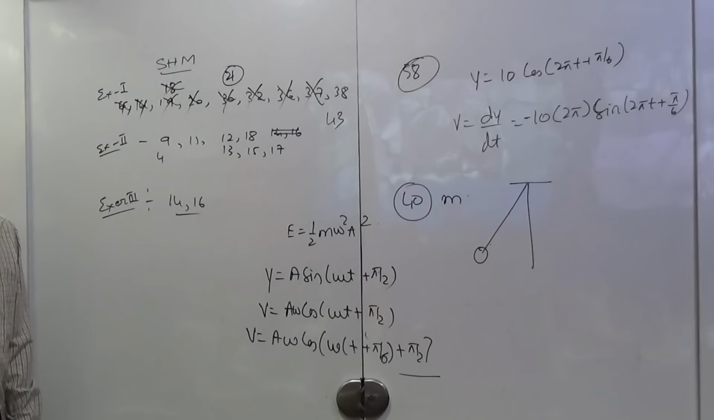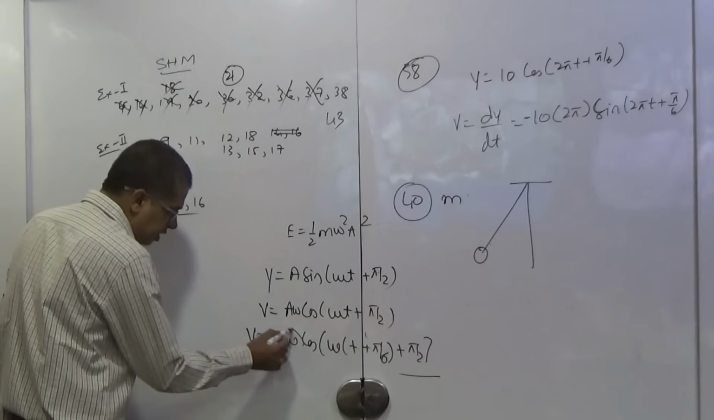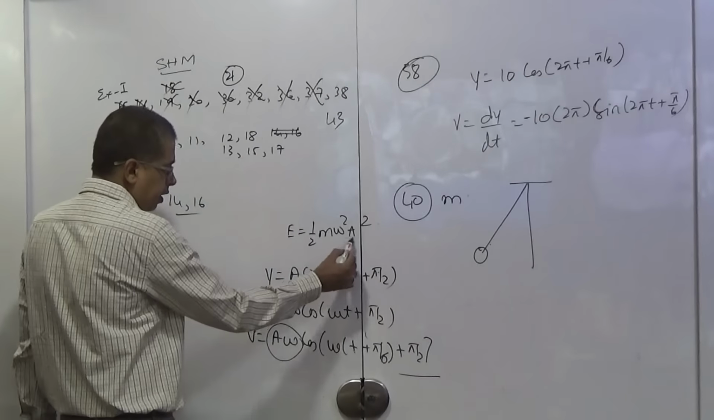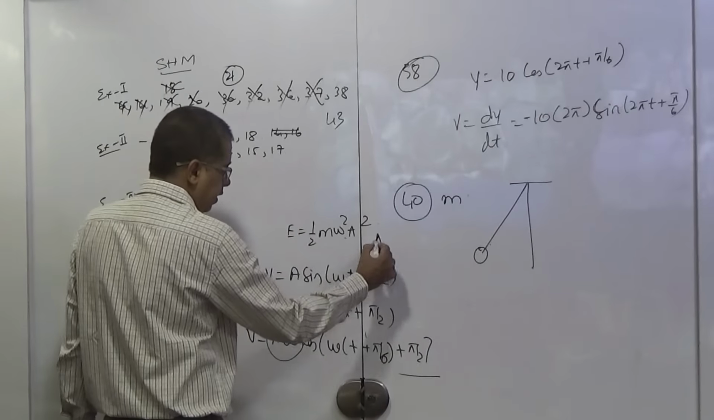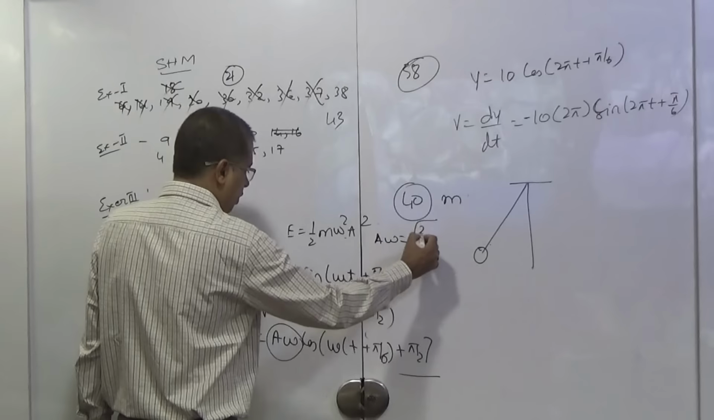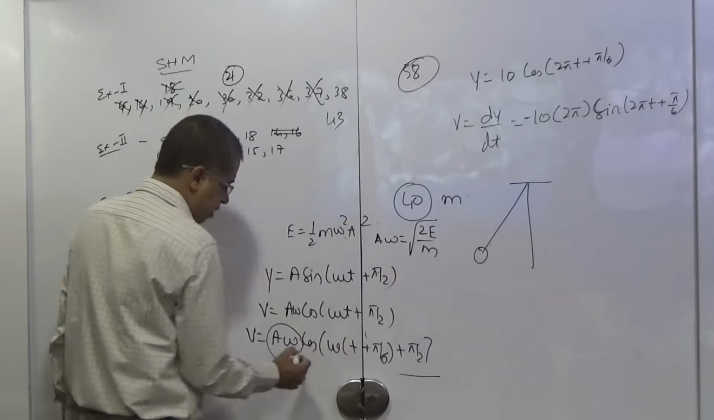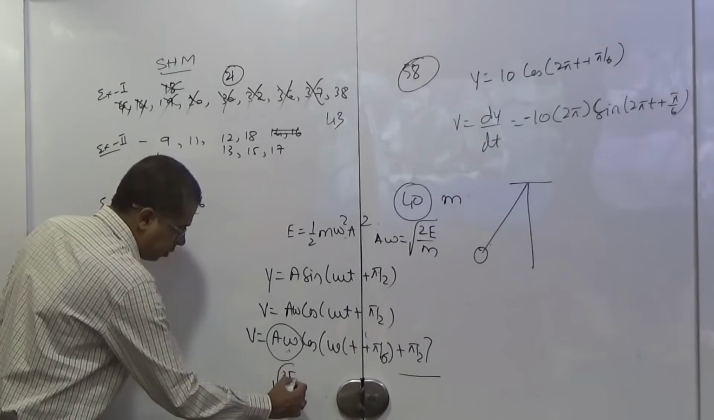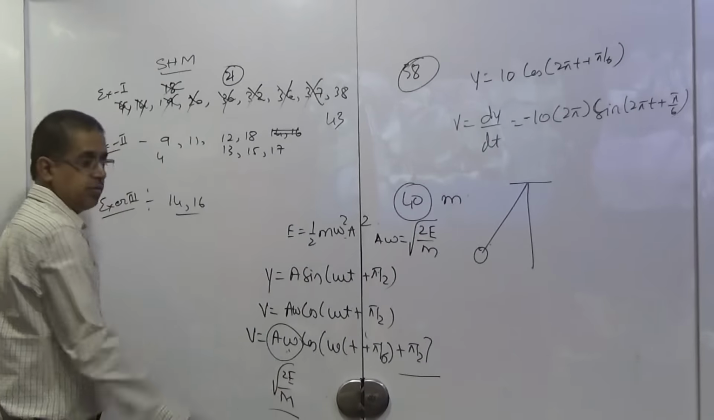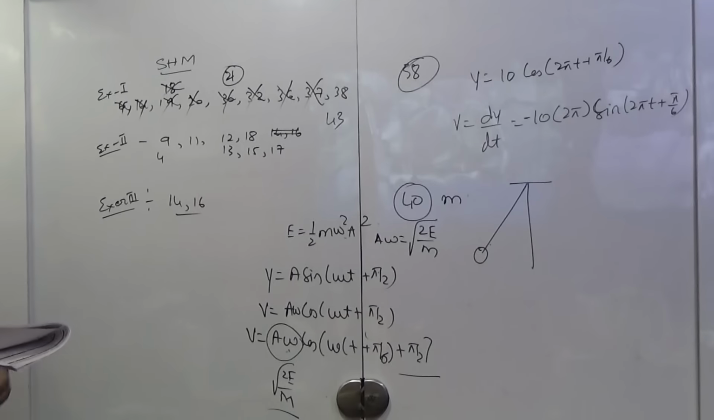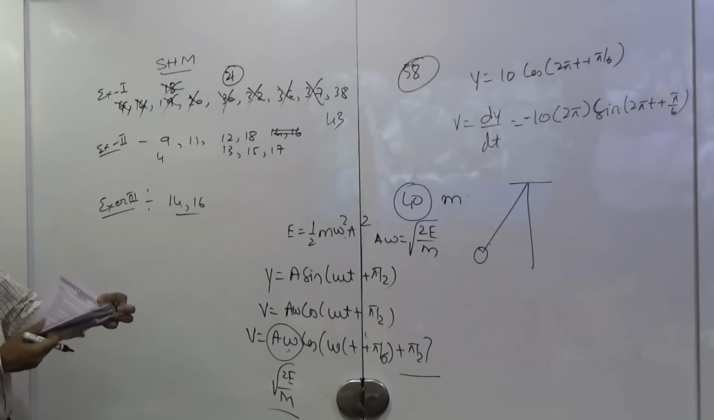Fair enough? Somebody else having a shortcut for this? And how will I replace this a omega? A omega is root over of 2E by m. Substitute this root over of 2E by m and see what you are getting as the answer. Agreed? 40th. Then they said 43rd.